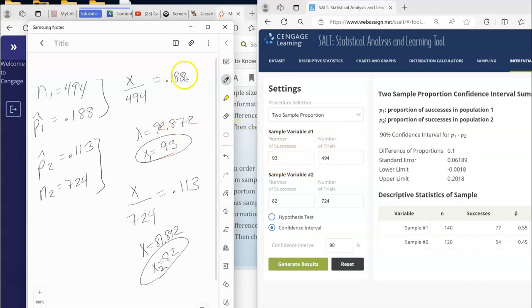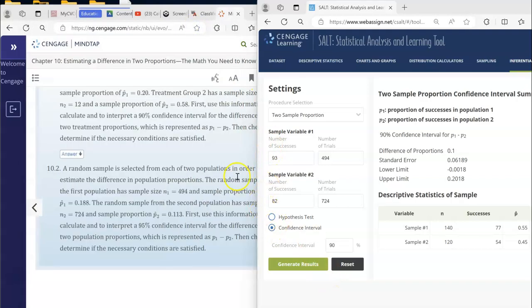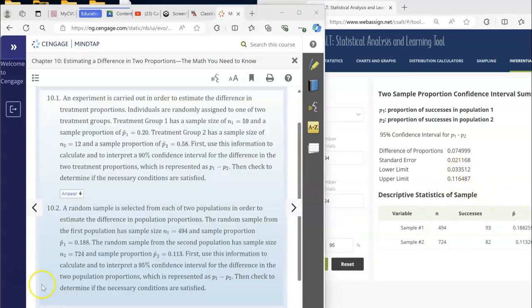And then I've got 93 out of the 494 trials. And we are looking to be 95% confident. Generate a result. So here's our lower limit and upper limit. So what is this trying to tell us? It's telling us that we would be 95% confident that the population difference between those two proportions would fall between 0.0335 and 0.1165.